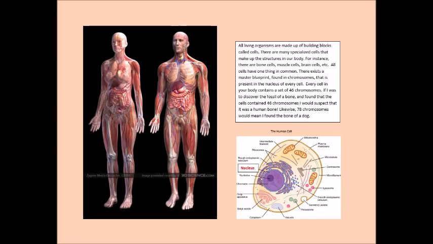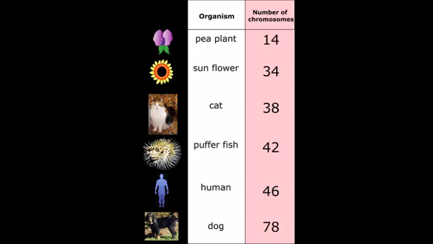If I was to discover a fossil of a bone in my backyard and found that the cells contained 46 chromosomes, I would suspect that that was a human bone. Likewise, 78 chromosomes would mean I probably found a dog. There's a list of chromosome numbers for almost all living species.